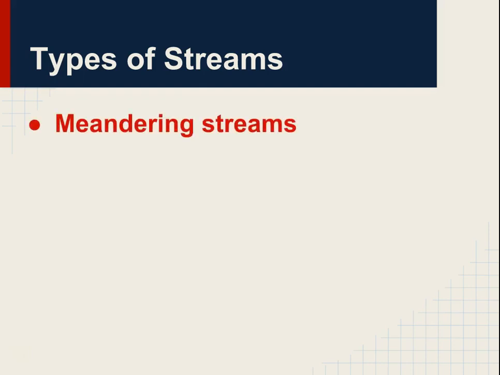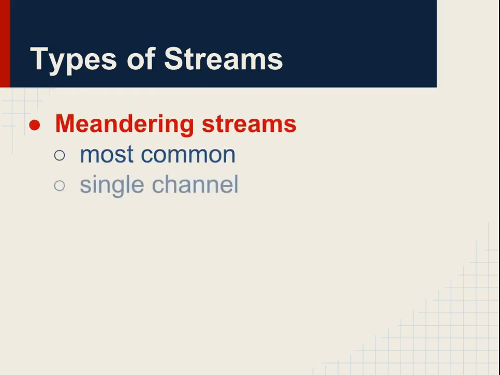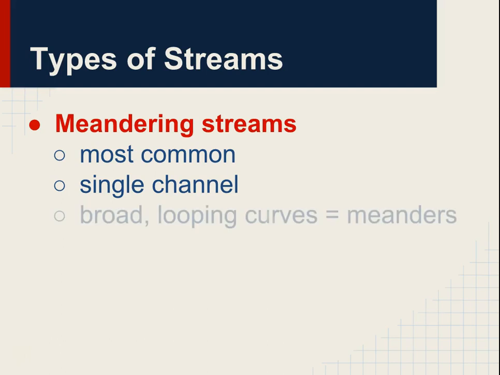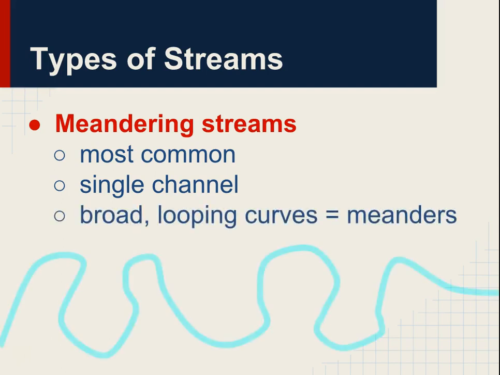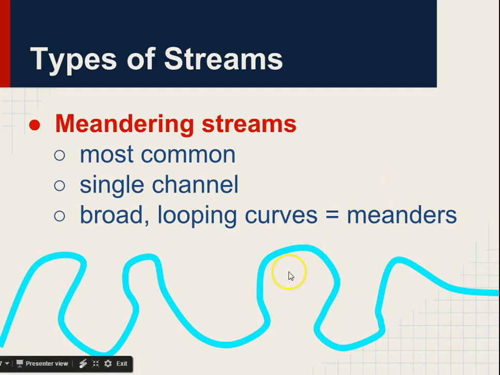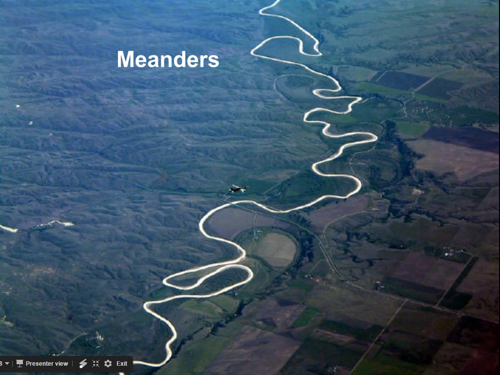The other type is a meandering stream. Meandering streams are the most common. It's going to be a single channel. They have broad looping curves and meanders. So here's a picture showing that. And you guys have probably seen these. If you've flown in an airplane and looked out the window at all, you see these all the time. But these are called meanders because the water's meandering. So here's an actual photo of that happening.